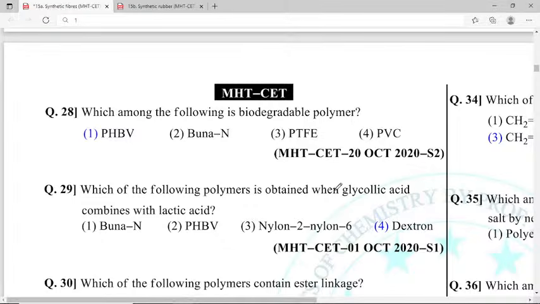Next question. Which among the following is a biodegradable polymer? PHBV is one of the examples, polyhydroxybutyrate covalerate. This is a biodegradable polymer. Buna-N, PTFE (polytetrafluoroethylene), and PVC (polyvinyl chloride) are not biodegradable polymers. This is a very important question, please note it as IMP. That's PHBV, polyhydroxybutyrate covalerate.